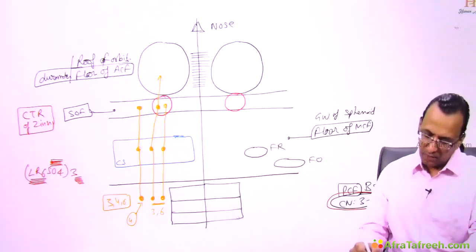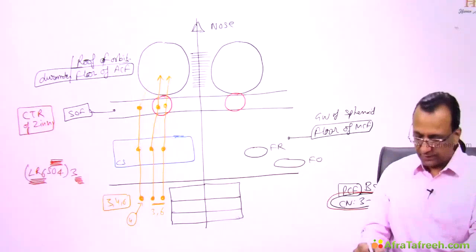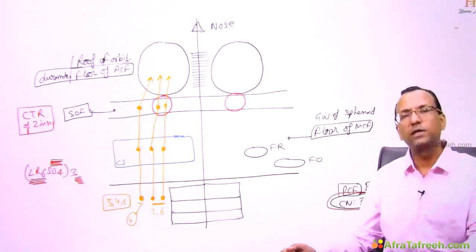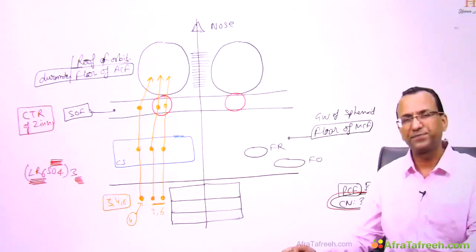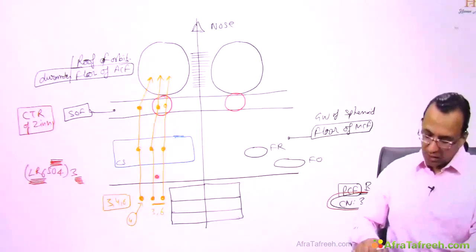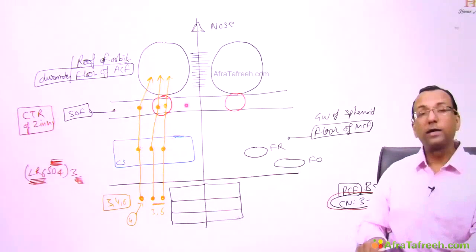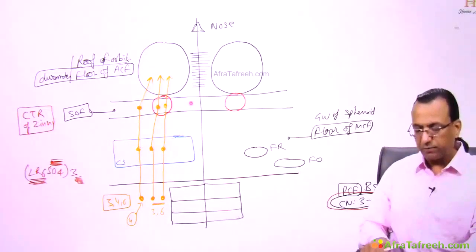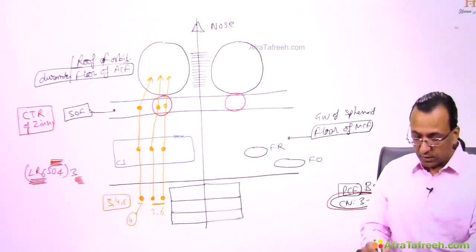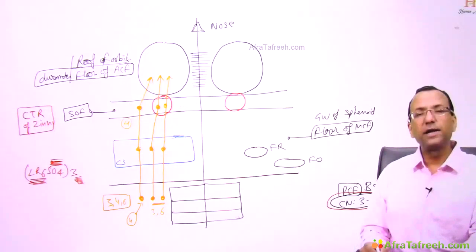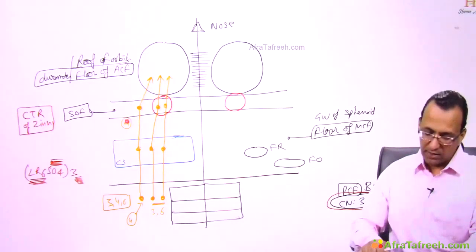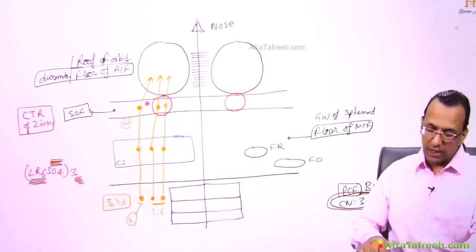and enter the orbit to supply the eyeball. One is outside the ring of Zinn to enter the orbit and supply the eyeball muscles. Who is outside? So, the number 3, 4, 6, they are now passing superior orbital fissure. As they are passing superior orbital fissure, you see the 4th nerve is left outside the ring of Zinn. Trochlear nerve is left outside the ring of Zinn.